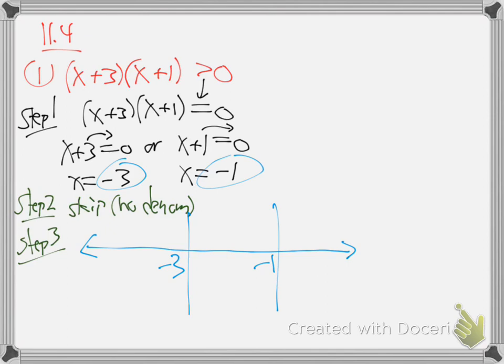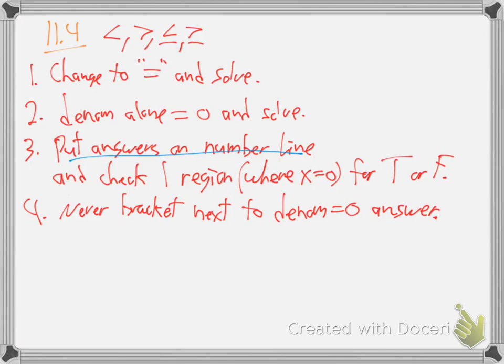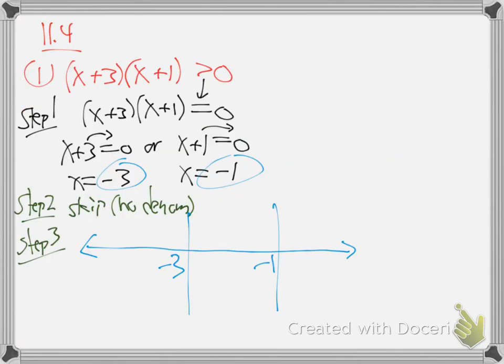So now what are you supposed to do? What does it say for step 3? It says put the answers on the number line, check one region for true or false. And it says a good idea, how about where x is 0? You can do it anywhere you want, but that's usually the easiest. So where is x equals 0 on this number line? Is it the left section? The middle section? If this is negative, then this must be -4, -5, -6. In between here, right in the middle of -1 and -3, this must be -2. Where's 0? Here's 0, here's +1, and on go the rest of the positive numbers.